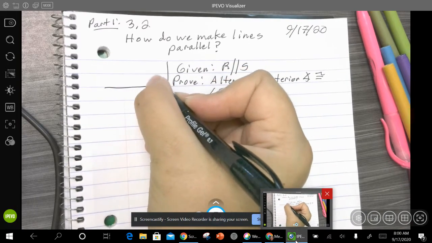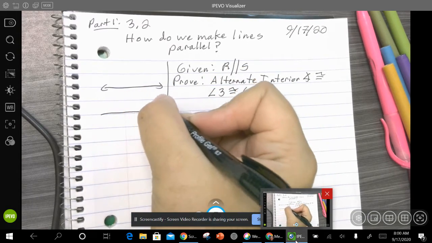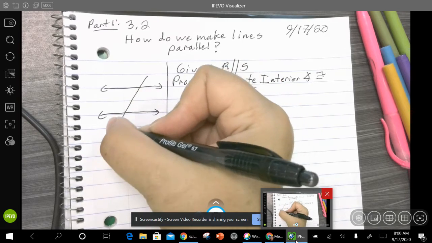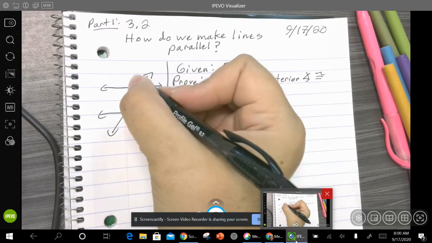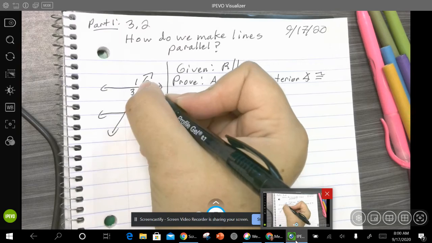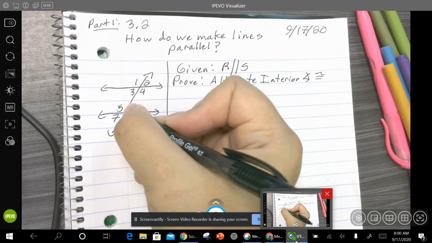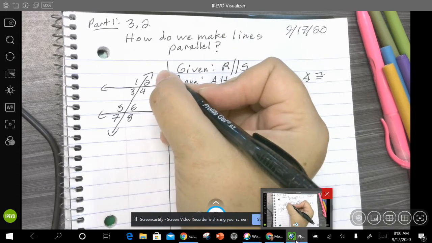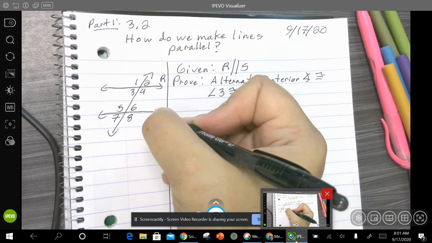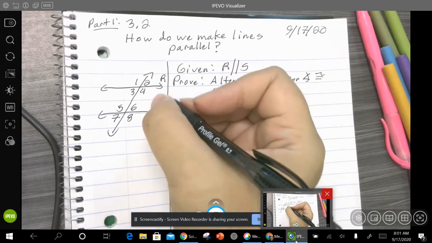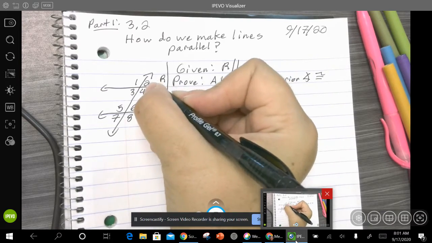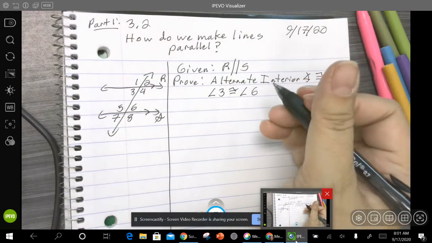I'll do my diagram over here, just for space. Okay. So 1, 2, 3, 4, 5, 6, 7, 8. Okay. And they give us that line R is congruent to line S. Yes, that's my cursive S. Okay. So we need to prove it.